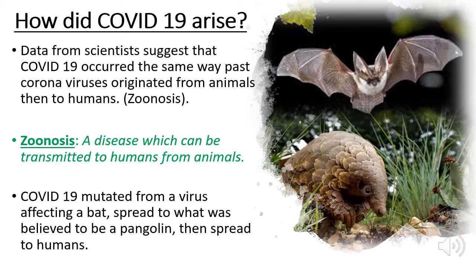And what happens is a mutation of the virus, and it goes from bat to pangolin to human. That is how COVID-19 happened. COVID-19 mutated from a virus affecting a bat first, and so it was originally affecting this bat. The virus mutated and spread to what they believed was a pangolin, which is like a little armadillo. I put a picture up here in the slide so you can see what they look like. And then the pangolin spread it to humans. And so this virus has mutated and taken a zoonosis pathway, causing humans to be infected after the virus has mutated from animals.